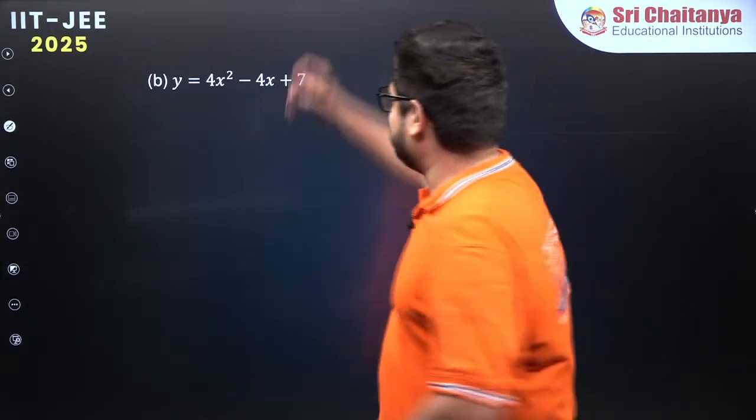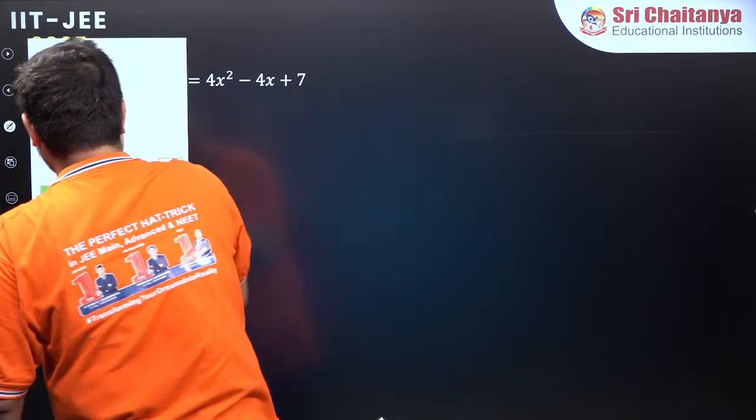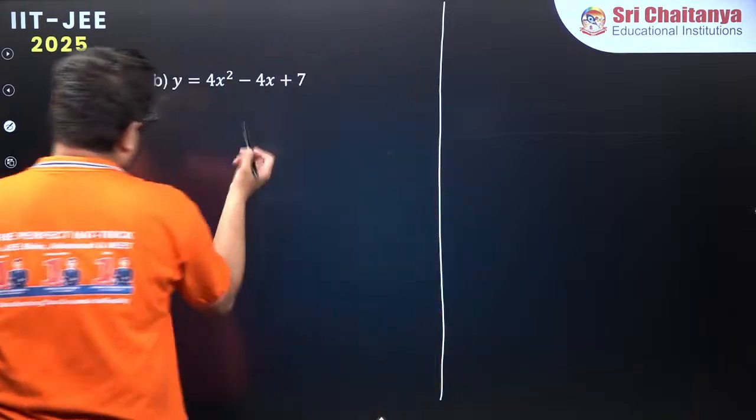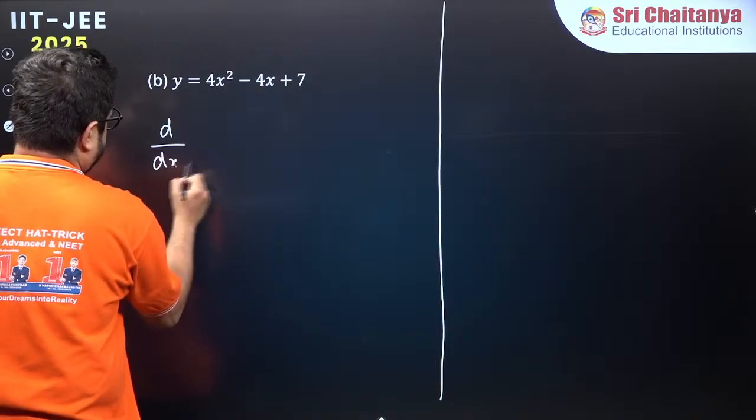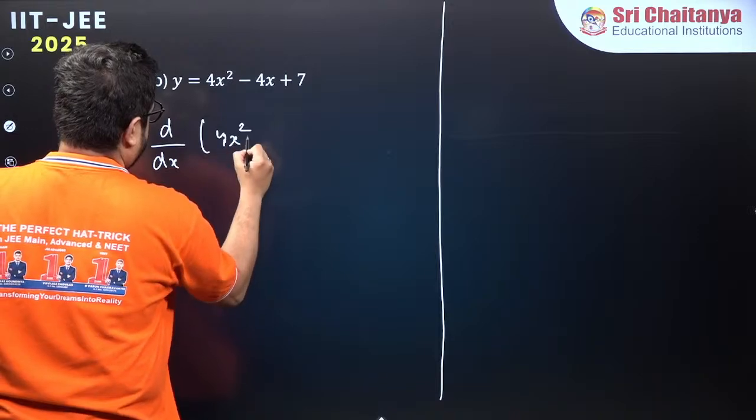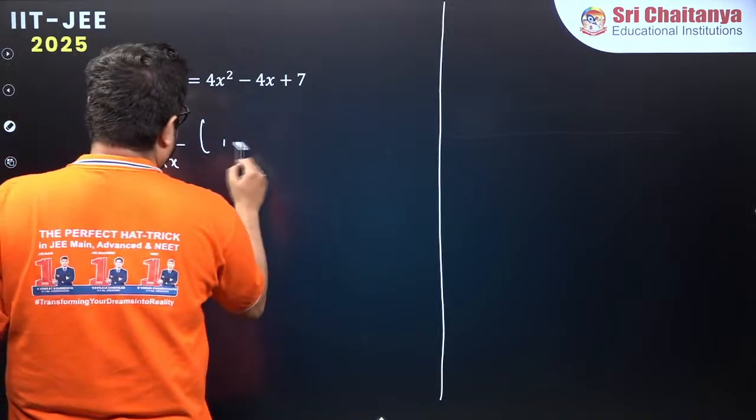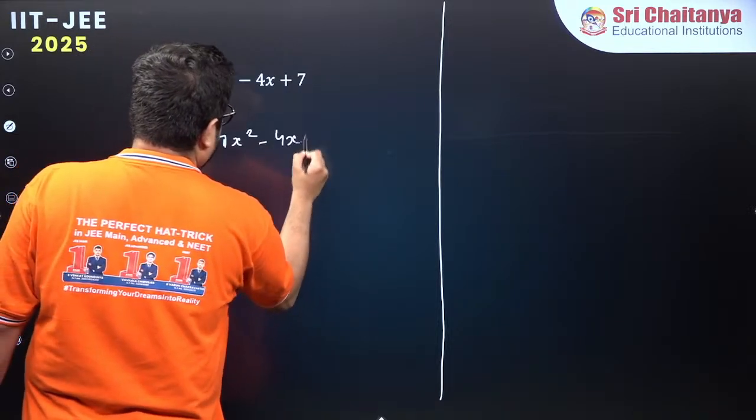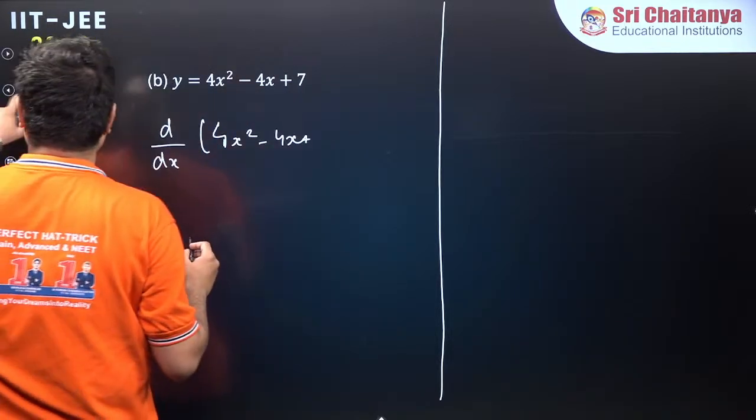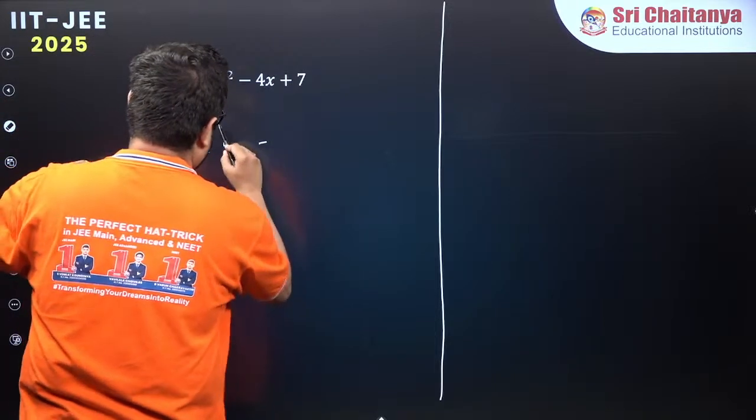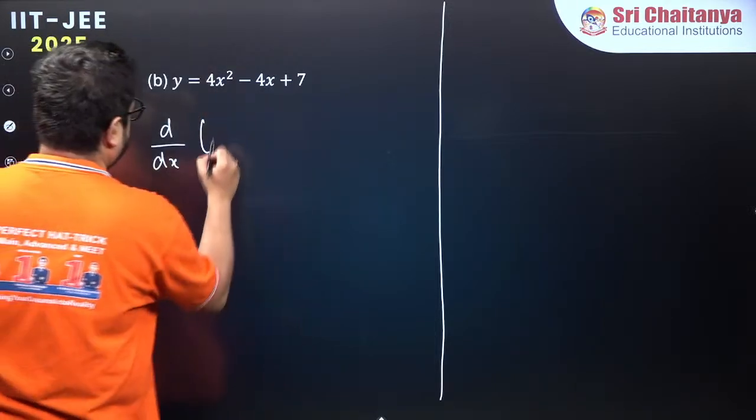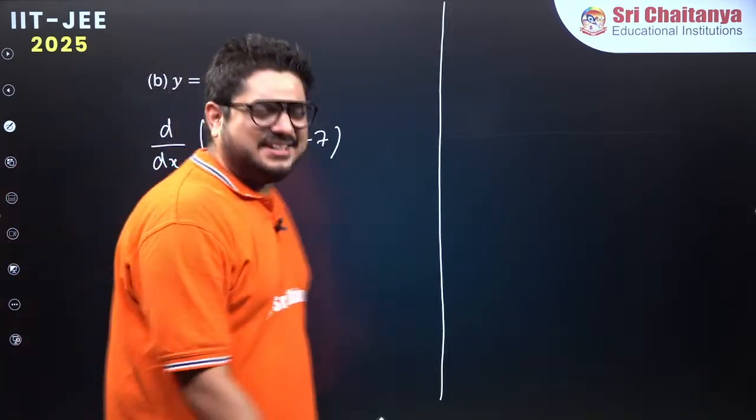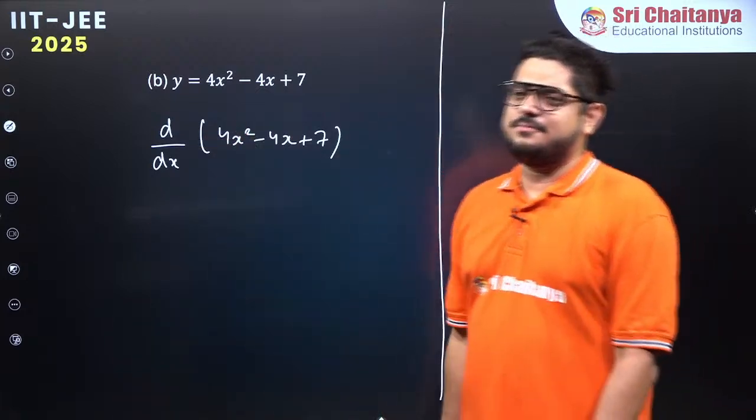Okay, fine, I am trying to solve this. So in this question it's being given that y is equal to 4x square minus of 4x plus 7. So what needs to be done? Find out d by dx first. D by dx of 4 of x square minus of 4x plus 7, isn't it? Give me the answer. Let's do this. Give me the answer.